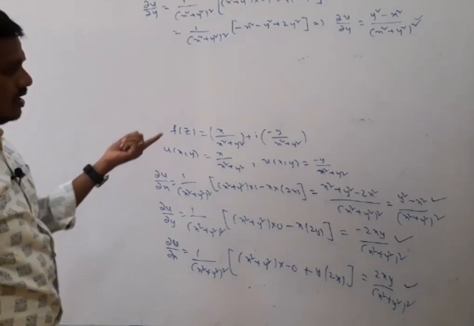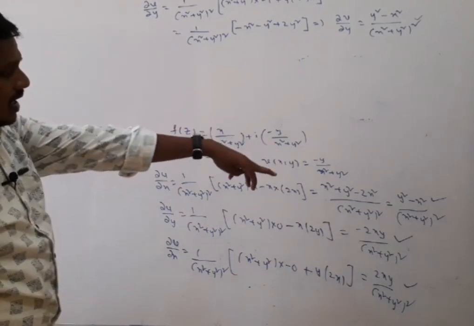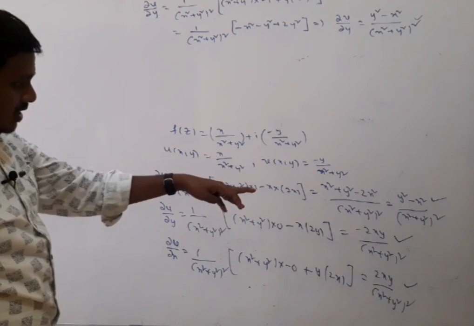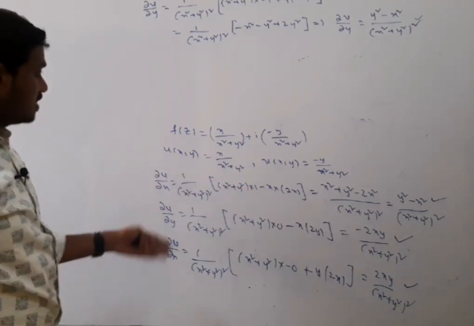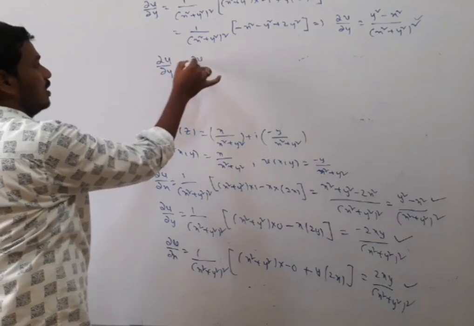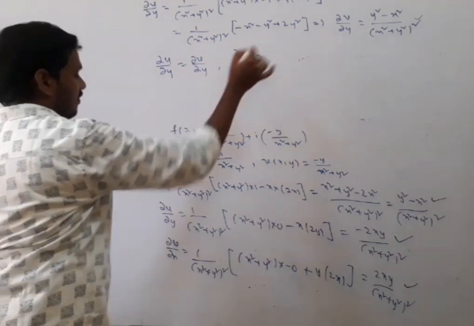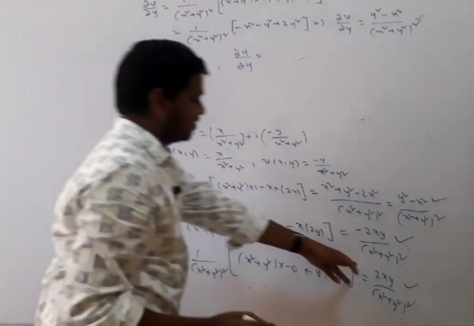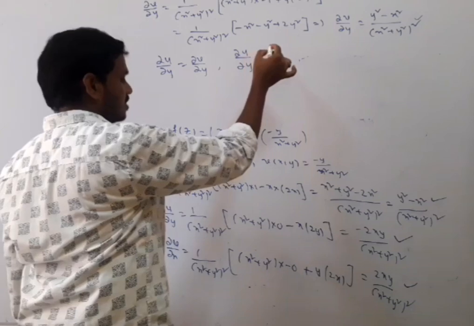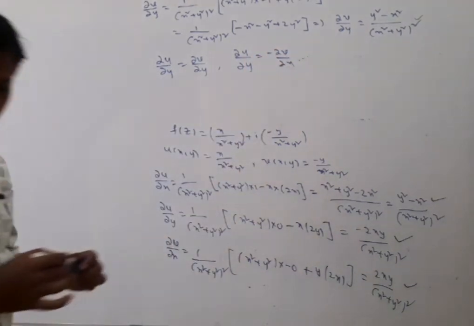CR equations. Yes, ∂u/∂x is (y² − x²) by (x² + y²) whole square, and ∂u/∂y is minus 2xy. Clearly ∂u/∂x is equal to ∂v/∂y, and ∂u/∂y is negative, and ∂v/∂x has 2xy, so negative into negative is positive, which is ∂u/∂y equal to minus ∂v/∂x. The function is satisfying the CR equations.